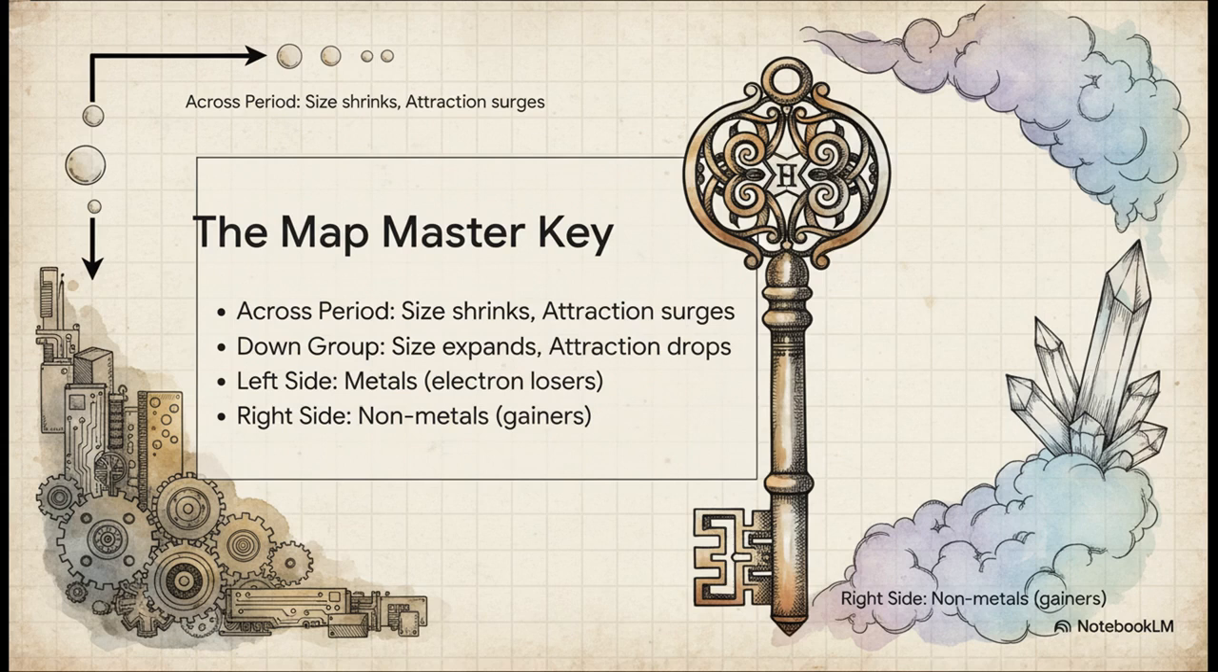And boom, there you have it. You basically possess the master key now. You've completely decoded the matrix of the periodic table. Left to right, atoms shrink, and their attraction forces surge. Top to bottom, they expand, and their grip drops. The left side is ruled by electron-losing metals, and the right side is dominated by electron-hungry nonmetals. You literally don't have to memorize a thing anymore. You just read the map and follow the logic.